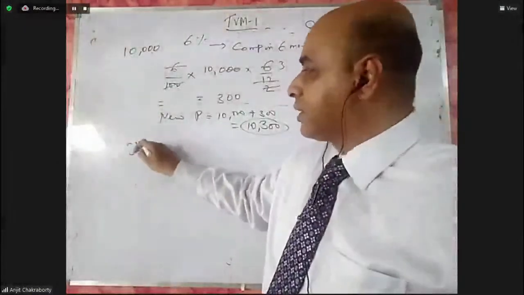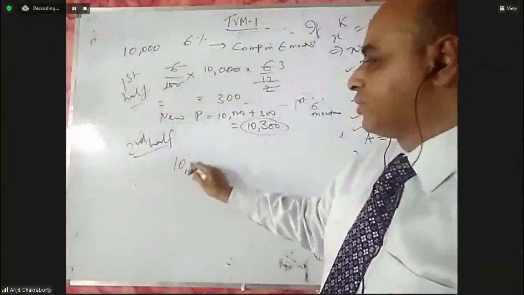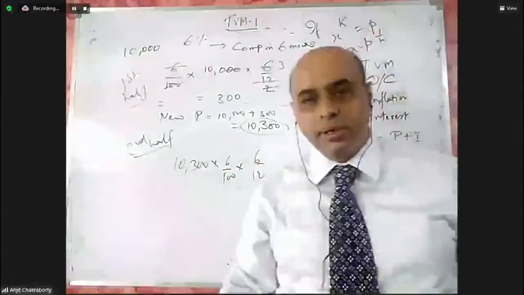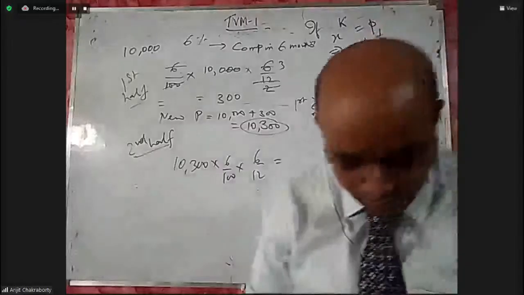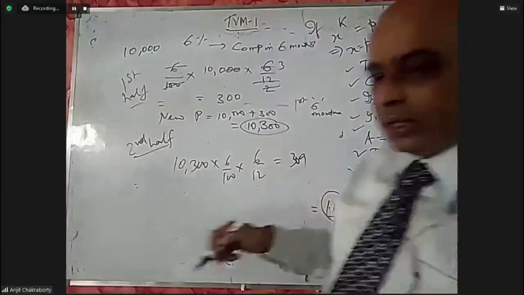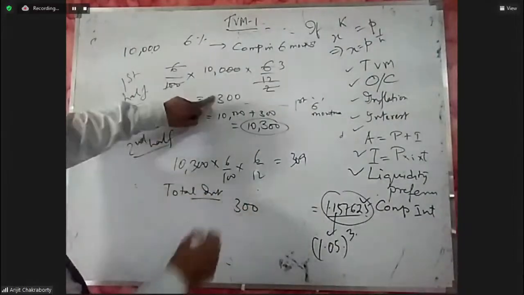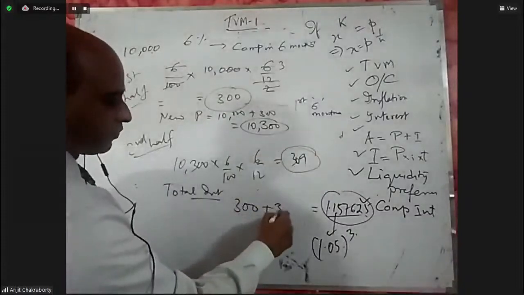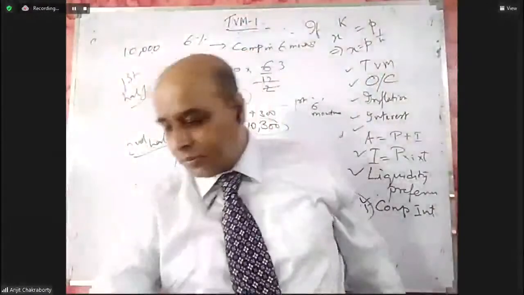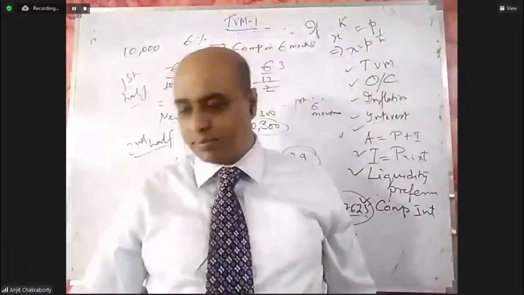So the interest for the second half of the year. The first half is already done. Now the second half: 10,300 into 6 by 100 into 6 by 12, also for 6 months. If you calculate it, it comes to 309. So the total interest I'm earning is 300 rupees for the first half and 309 rupees for the second half of the year. So 609 is the total interest I have earned. Definitely this is more than what I could have earned in simple interest terms. So I've earned more.